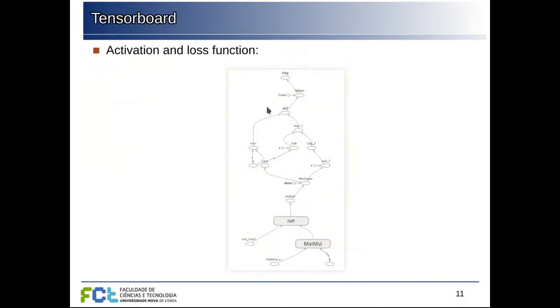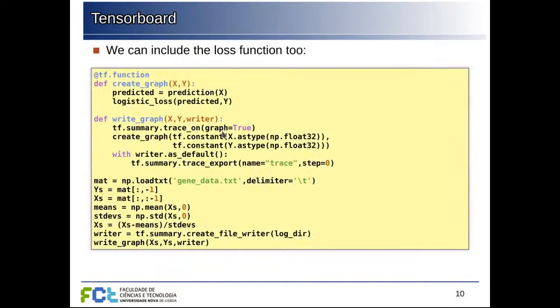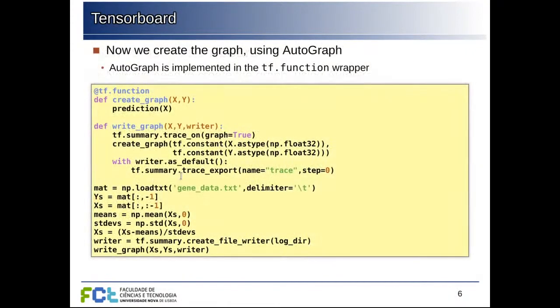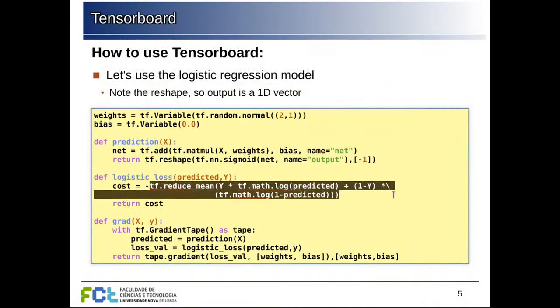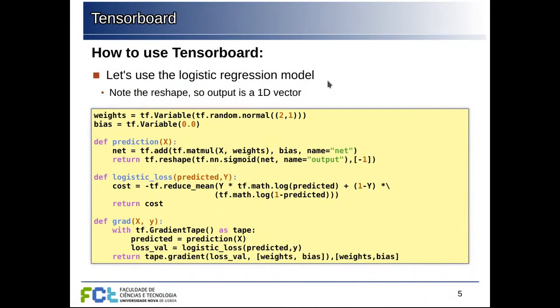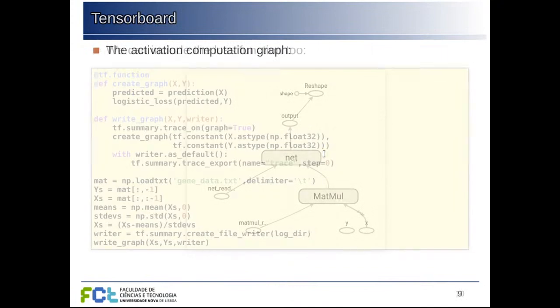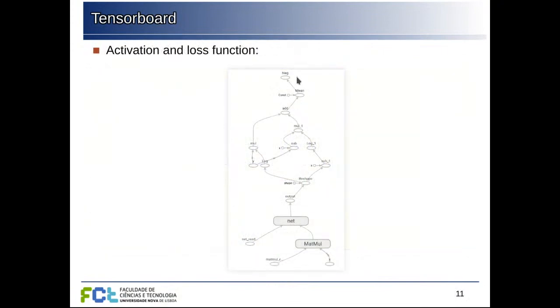But now we get this more complicated computation graph, where we have here the output of our neuron, so multiplication, the sum, the sigmoid activation, then the reshape, and then the different branches here in the loss function that we are computing, and then computing the mean and so on. So you have here in this graph the whole computation from the prediction and the loss function.